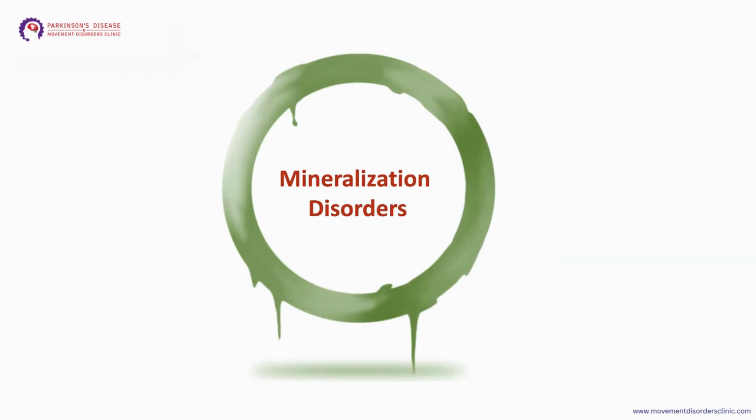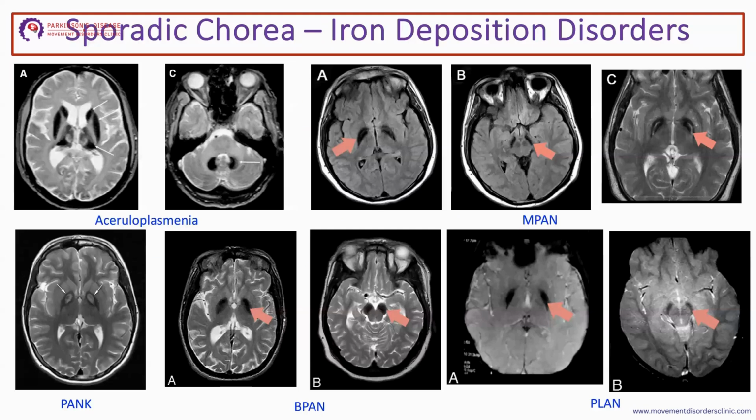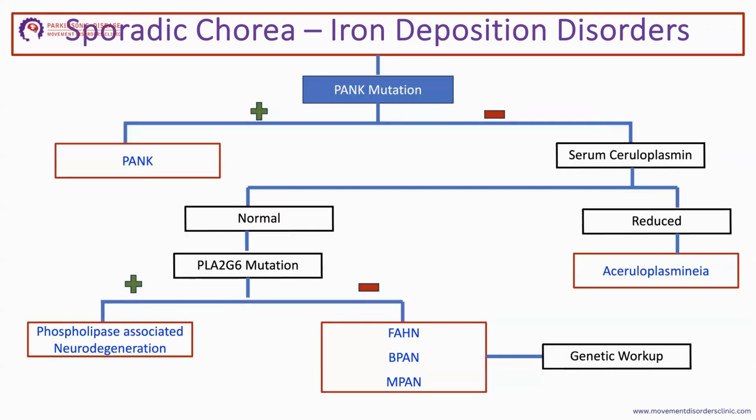Then lastly, coming to mineralization disorders. These are sporadic choreas which can present with the brain showing an abnormal mineralization pattern. Based upon the abnormal mineralization pattern, different disorders can be considered, such as aceruloplasminemia, MPAN, PKAN, BPAN, and PLAN. These are all related to neuroferritinopathies, iron deposition disorders, as we call them.